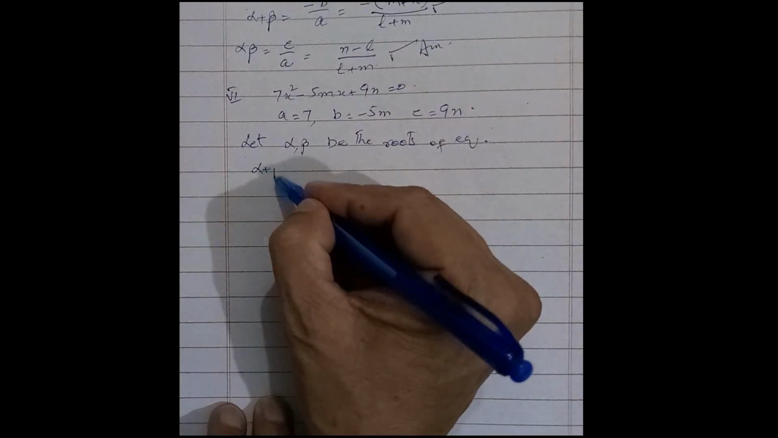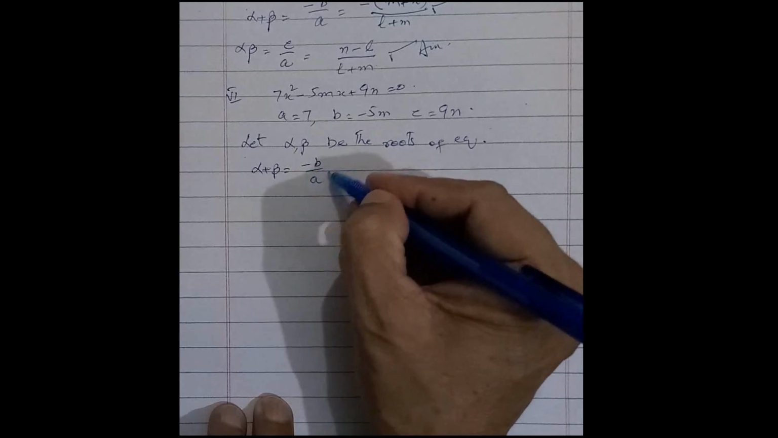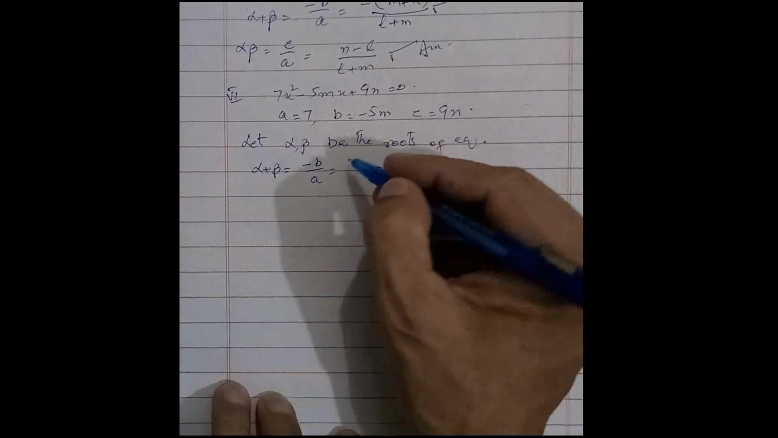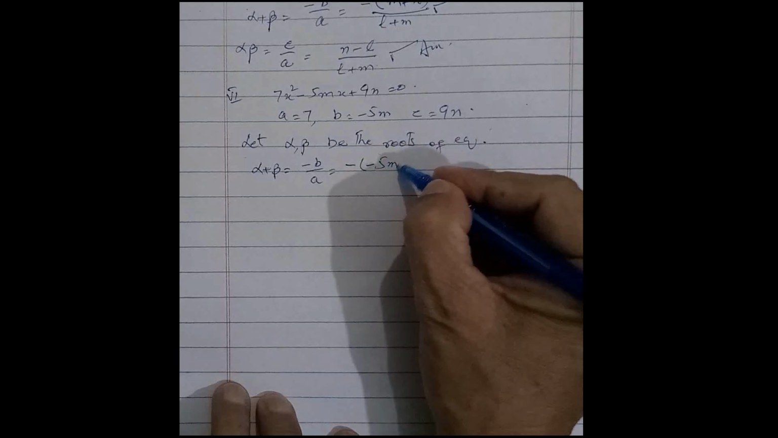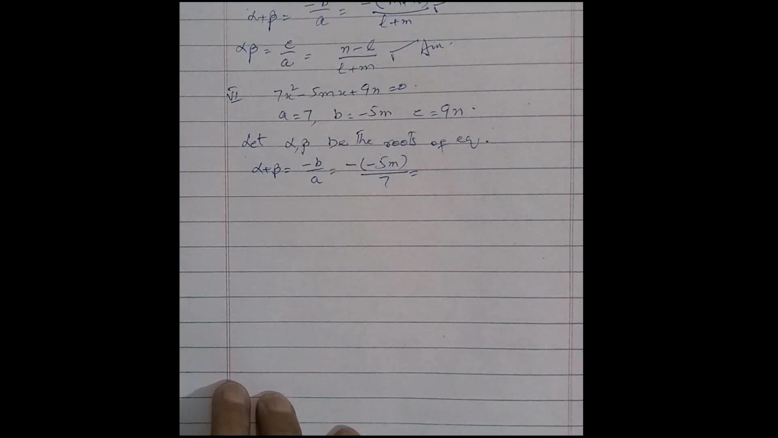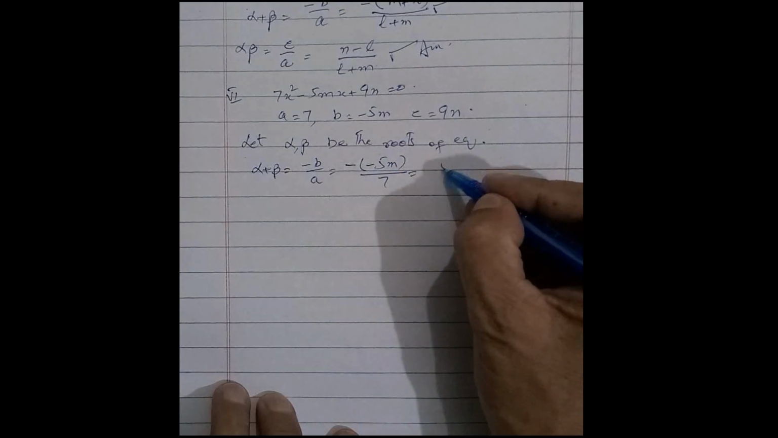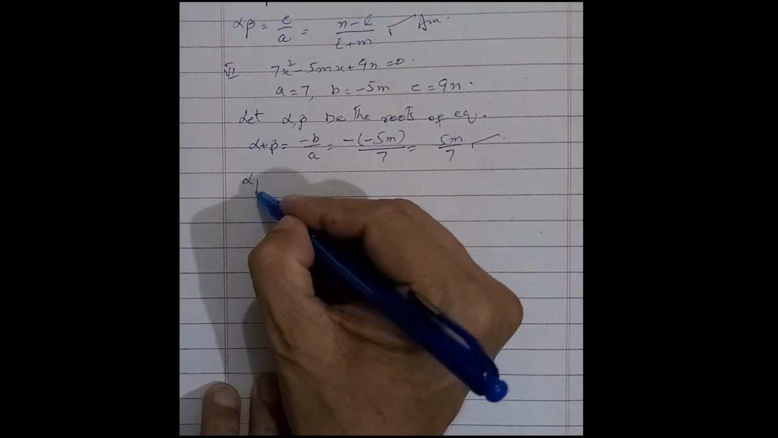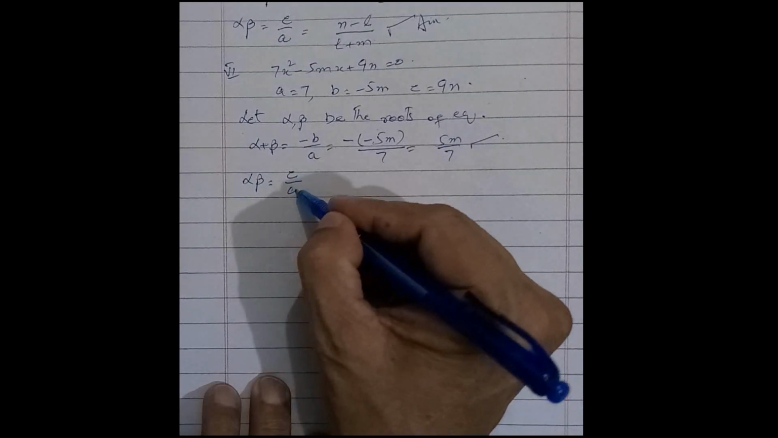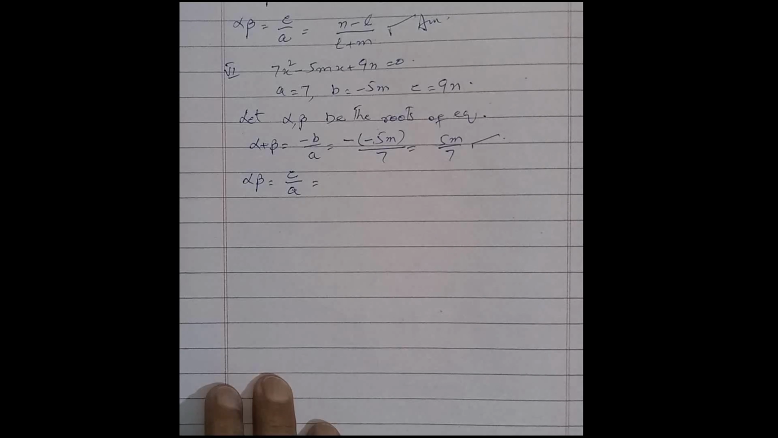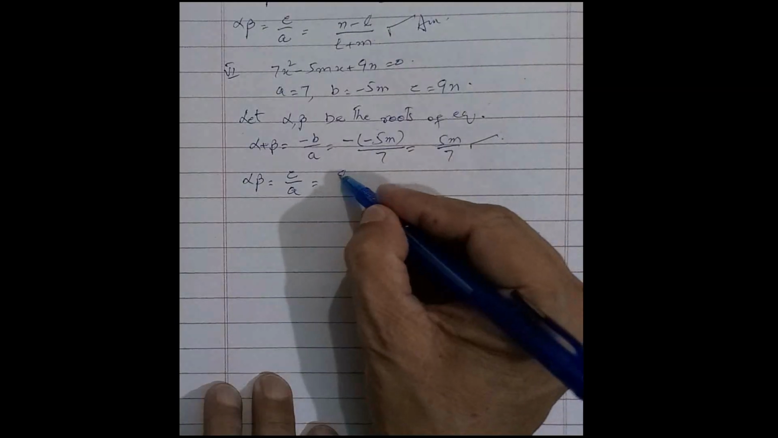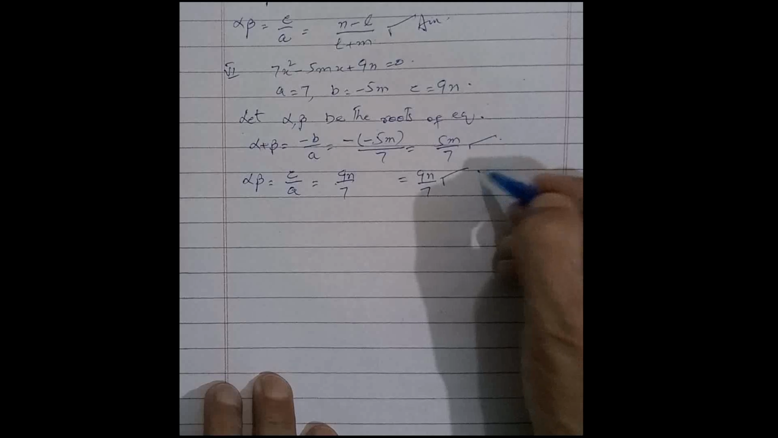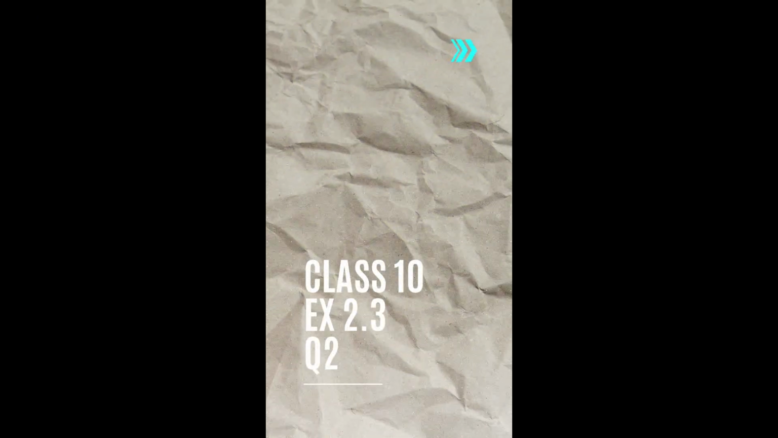and the sum of roots is alpha plus beta, which is minus b over a. Now we put the values of a and b in the equation. We get minus minus 5m over 7, and simplify. Minus multiplied by minus, we get plus 5m over 7, which is the sum of the roots. And the product, which is alpha beta, whose formula is c over a, we put the values of c and a, we get 9n over 7, and 9n over 7 is the product of the roots.